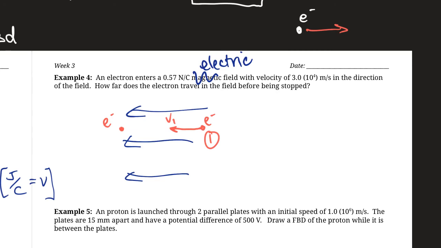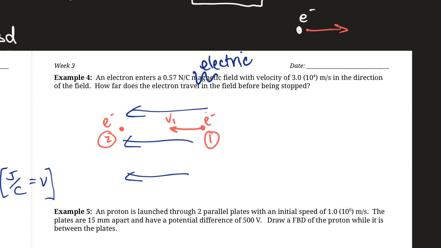But basically, we have 2 points. We have when it enters the field and when it stops. Those are going to be the 2 critical points for us here. And hopefully your brain is already starting to work with how we've done questions similar to this with gravitational fields.